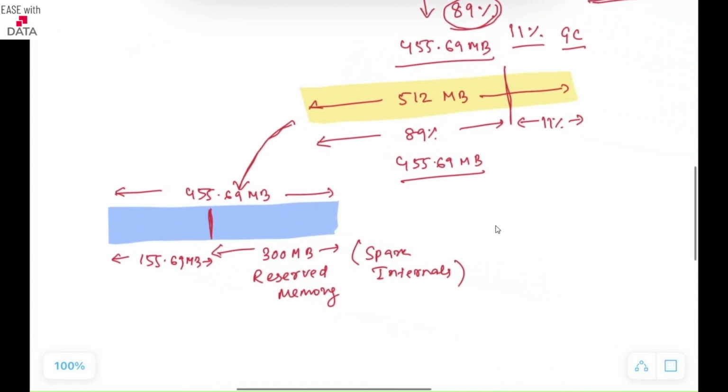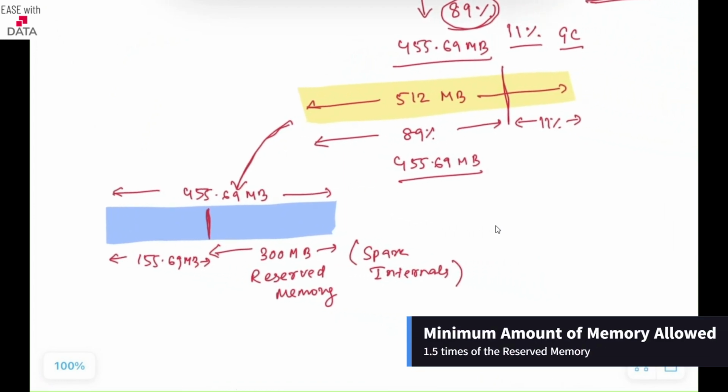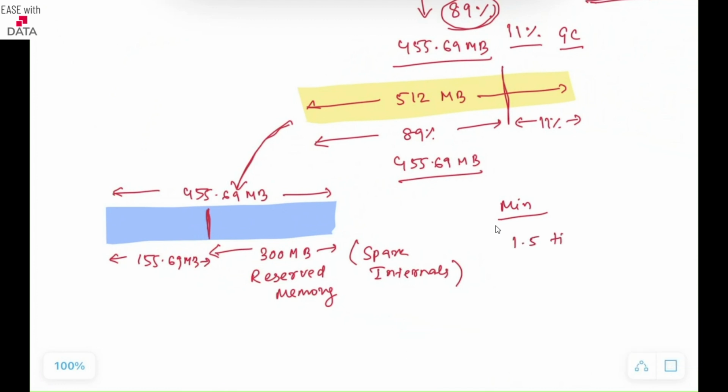Before that, let me tell you one more concept. The minimum amount of memory for an executor that you can request is 1.5 times the reserve memory.